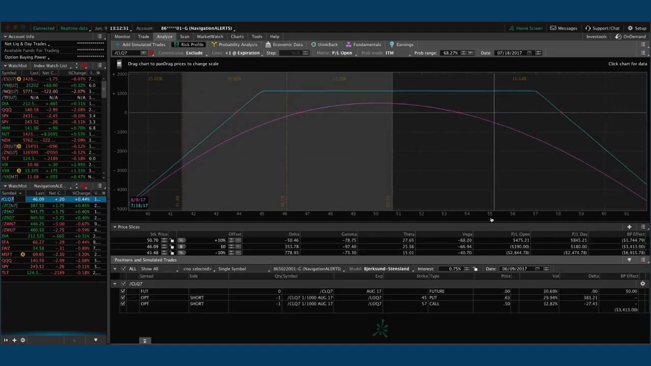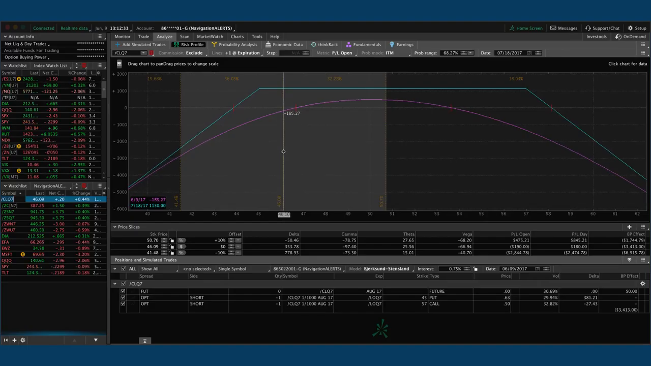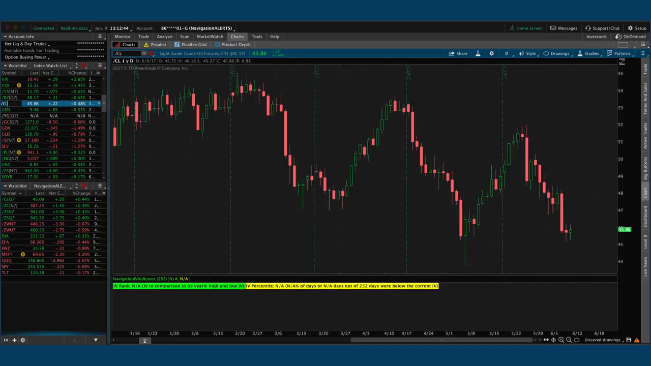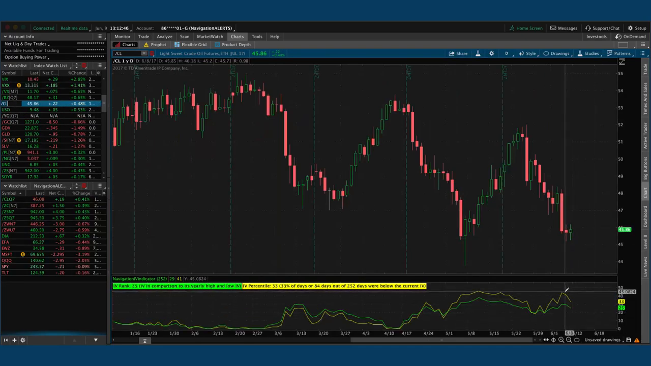Still have this strangle on in oil. Price is hovering near our downside down here, but nothing to do yet. We'll continue to wait and monitor oil. We've seen a little bit of a decline in the implied volatility of oil, as you can see here. But we need a little bit of a move up to profit on that trade at this time.